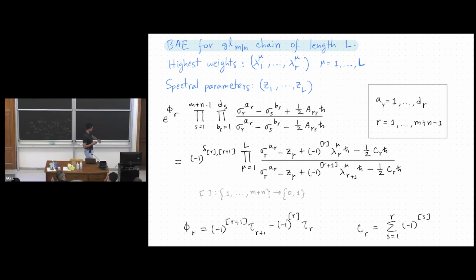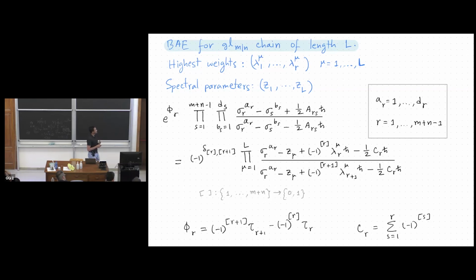So let's see. Some features of this equation: it depends on some representation theoretic data, which representations I have in my spin chain, and the spectral parameters associated to the representations. These are the variables that I'm solving for. There are equations for each. For each rapidity, I have an equation because I'm extremizing some function with respect to my rapidities.